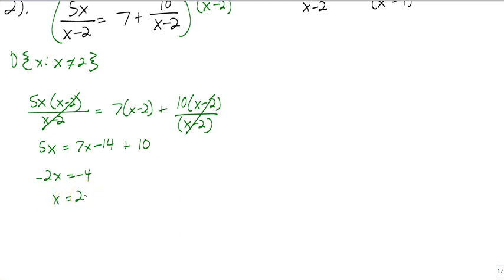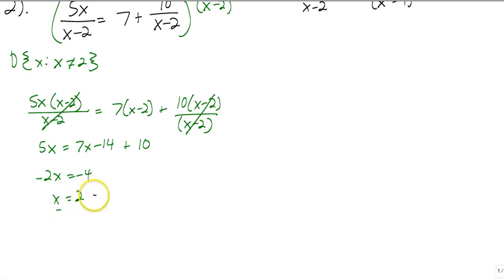Well, look at the domain. Can x be 2? No, it cannot. This is where people get things wrong. You get x equals 2 and you're like, yeah, I got an answer. No, that's not an answer. Because if you plug it back into the original equation, it gives you no solutions. It can't work because you cannot have 0 on the bottom of a fraction. So this is an extraneous solution.